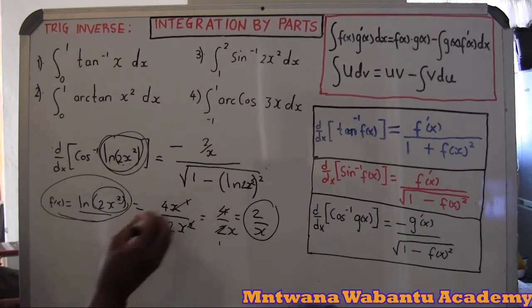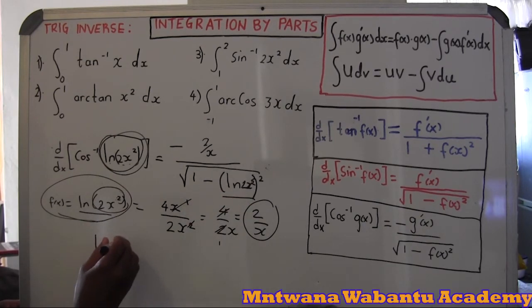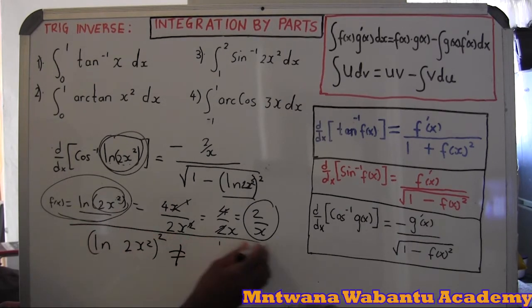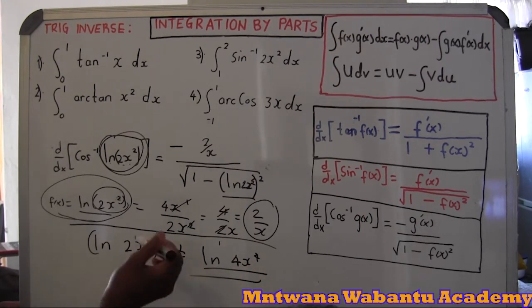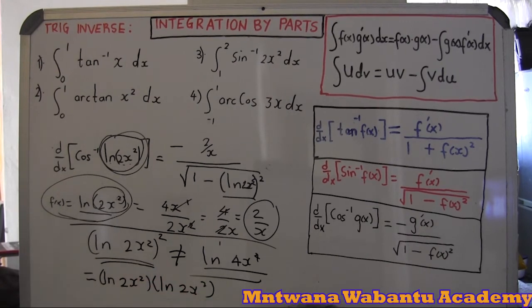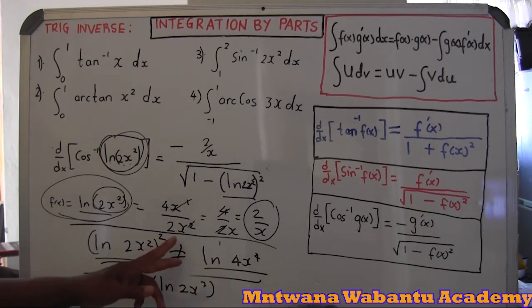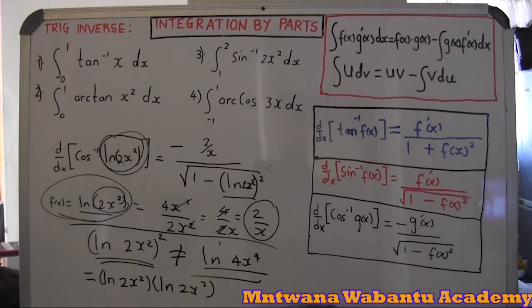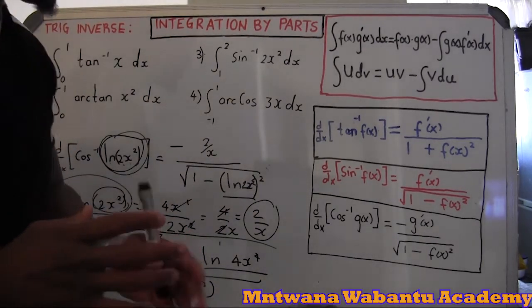Do not say that when you have ln 2x squared, it is equal to ln of 4x power 4. No, you cannot do that. It's not equal. Leave it the way it is. But this is equal to ln of 2x squared times ln of 2x squared. So it's not equal to the other, you cannot just multiply. This is unacceptable. So now I believe you understand how to differentiate trig inverse.